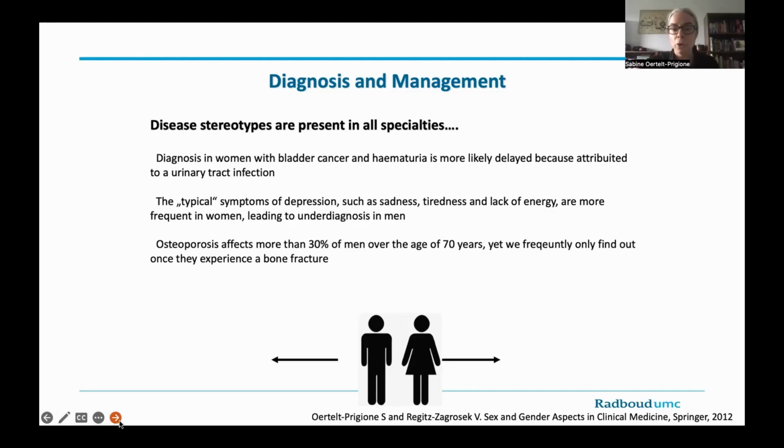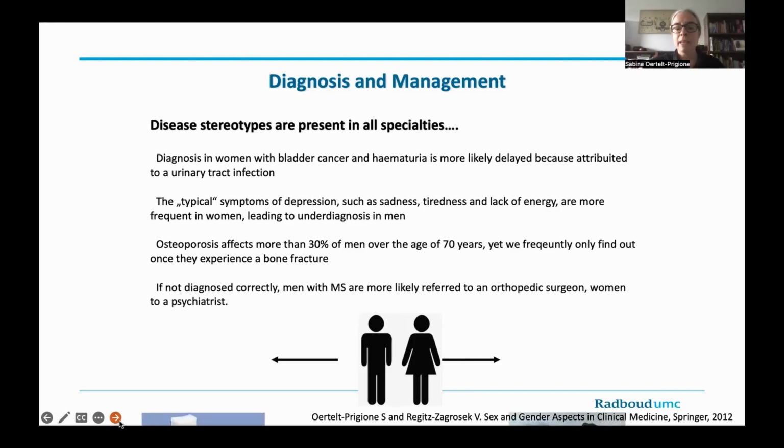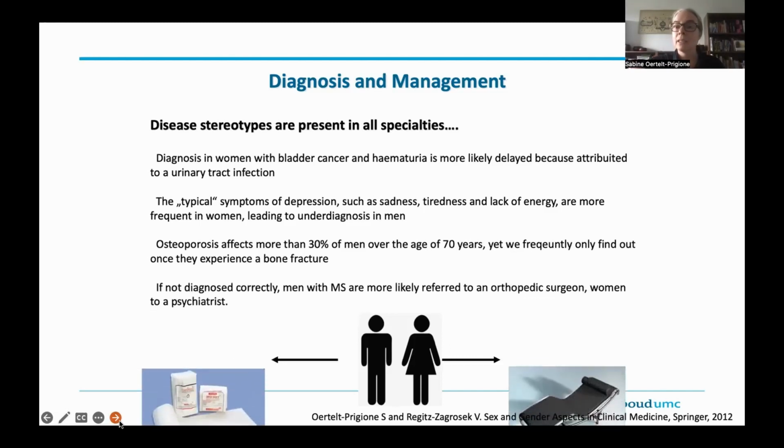When it comes to osteoporosis, which we typically associate with postmenopausal women, it's a disease that is typically seen in our societies as affecting postmenopausal women because this is the group that is most affected. However, when you actually look at the population distribution of osteoporosis, you will realize that above the age of 70, 30 to 40% of men also have osteoporosis. Yet we don't systematically screen them, so a lot of times we only find out if they actually break a bone. This gets even more complicated when diseases are difficult to diagnose.